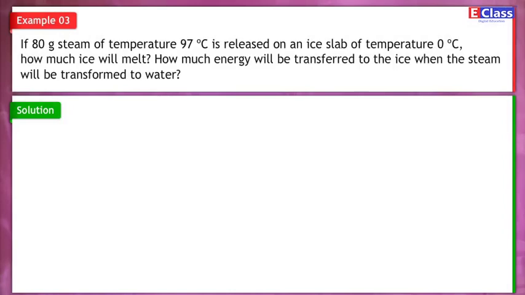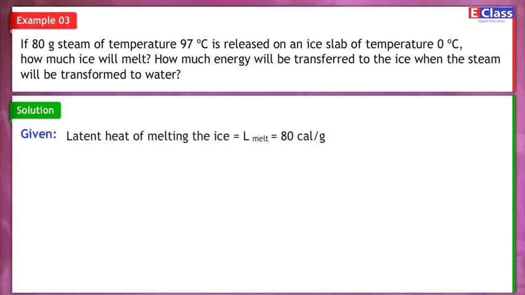Example 3. If 80 g steam of temperature 97 degrees Celsius is released on an ice slab of temperature 0 degrees Celsius, how much ice will melt? How much energy will be transferred to the ice when the steam will be transformed to water? Given, latent heat of melting of ice L melt = 80 cal per g. Latent heat of vaporization of water L vaporization = 540 cal per g.